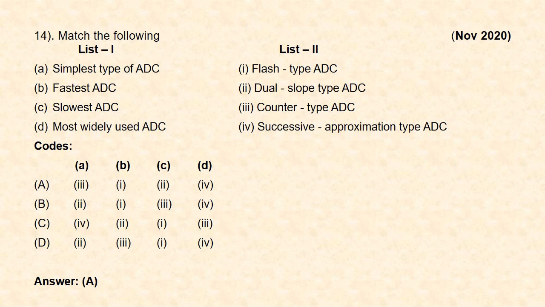Next question. This question was also asked in November 2020. It is match the following type. Simplest type of ADC. It is counter type ADC. Fastest ADC. Flash type ADC. Slowest ADC. Dual slope ADC. Most widely used ADC. It is a successive approximation type ADC. So option A is the correct one.